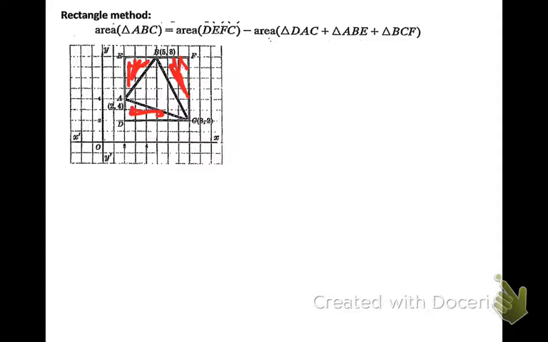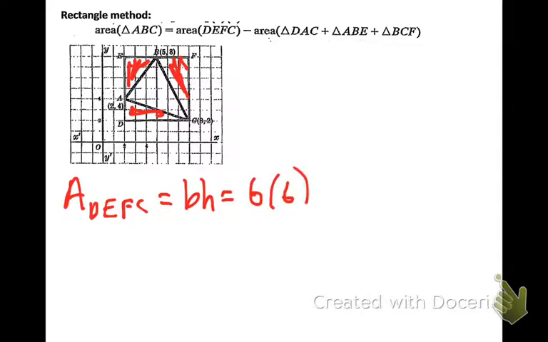We've got the area of DEFC. That's the rectangle. Rectangle's area is base times height, so what's my base and height of this rectangle? Yeah, it's actually a square. 6 times 6, so that equals 36.